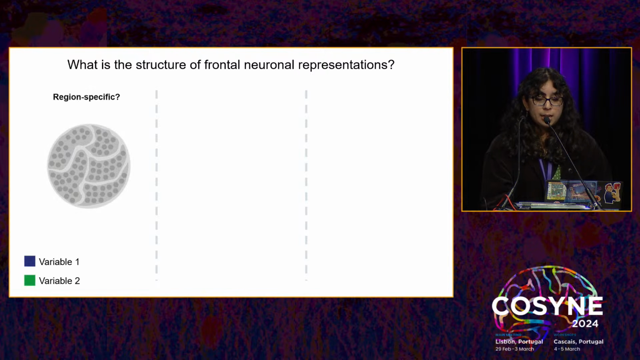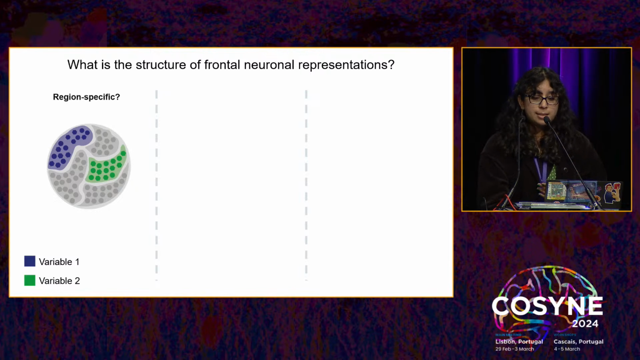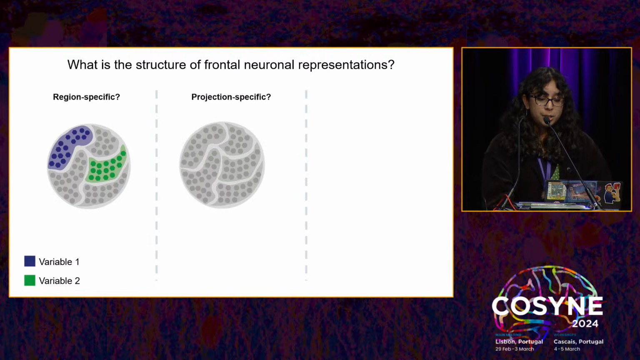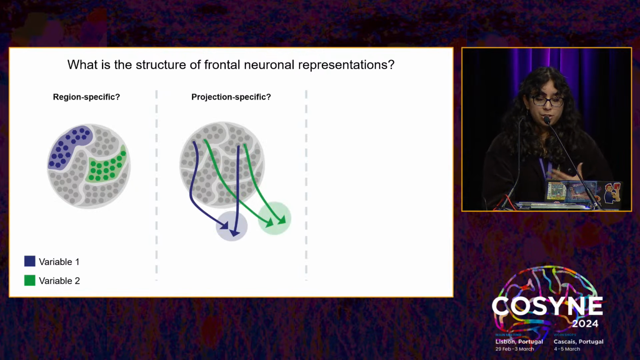One possibility is that different regions of frontal cortex encode different economic variables. And previous studies have found evidence that neurons in specific frontal regions represent distinct features of decision-making. However, these studies typically focused on a small number of neurons in isolated regions, making it challenging to compare representations across frontal cortex. Another possibility is that representations are defined by downstream connectivity.